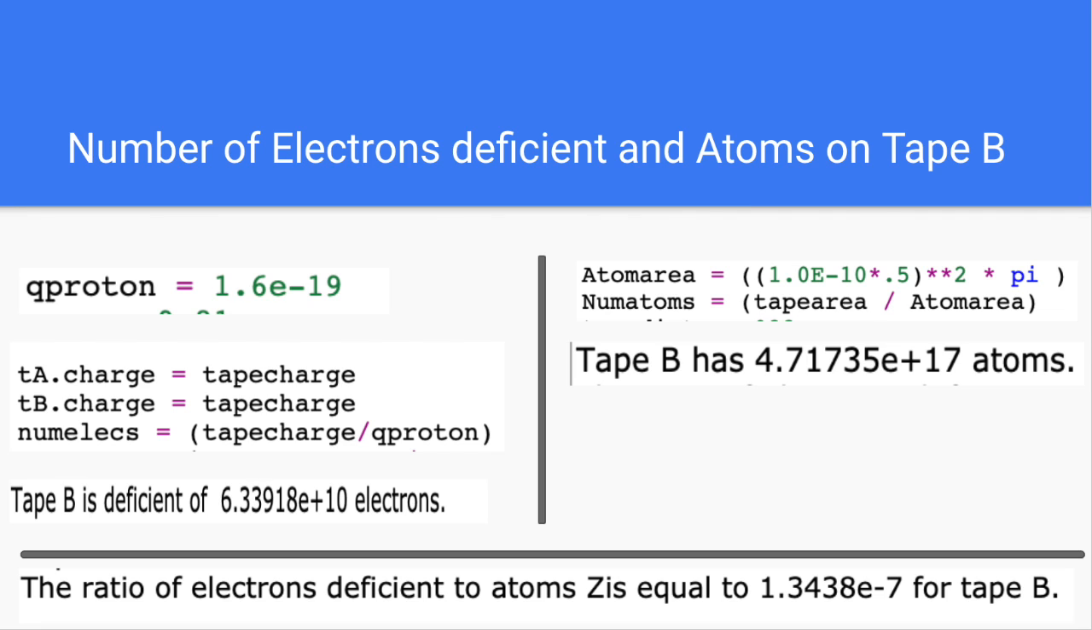To solve for the number of deficit electrons, I divided the total charge of tape B by the charge of an electron. I found the number of deficit electrons to be 6.34 times 10 to the 10. To find the number of atoms on tape B, I defined the surface area of an individual atom. I did this by dividing the length of an atom by 2, then squaring that and then multiplying that by pi. I then divided the total area of my tape by the area of an individual atom to find my number of atoms. I found my number of atoms to be 4.72 times 10 to the 17.